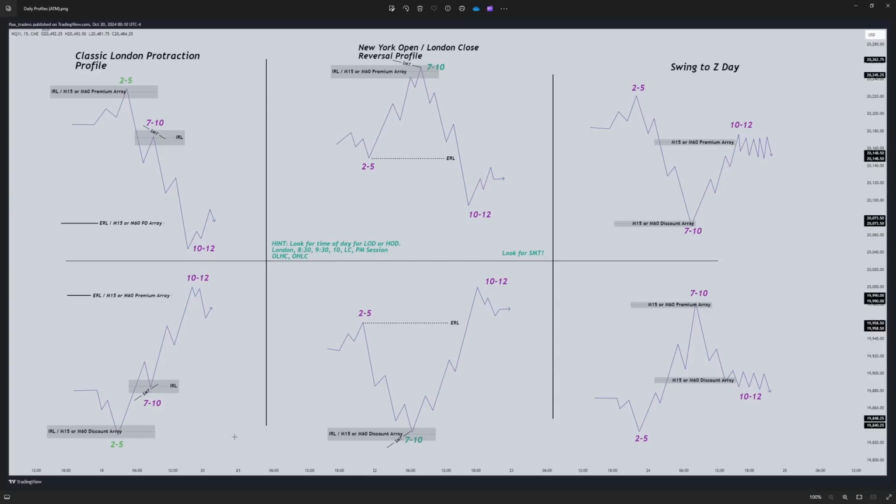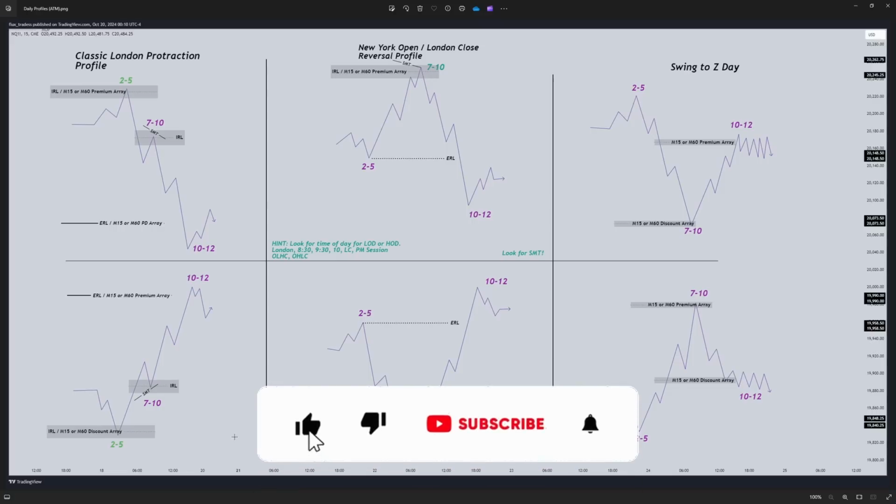And I hope this was insightful for you. I hope that this is a missing piece in time, understanding the daily profile and the session profile for New York. And it can kind of fill some of the gaps in your understanding of time and just using a model that works for you.